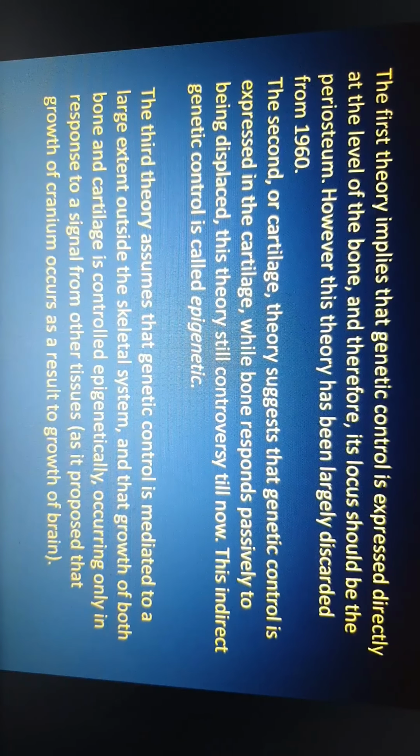The third theory assumes that the genetic control is mediated to a large extent outside the skeletal system, and that the growth of both bone and cartilage is controlled epigenetically, occurring only in response to a signal from other tissue.